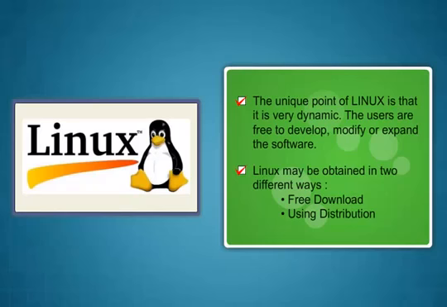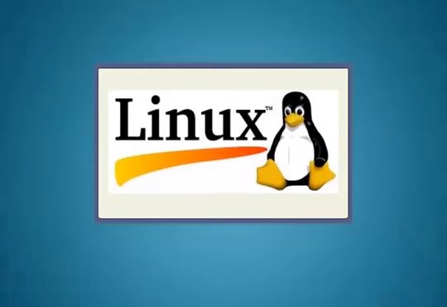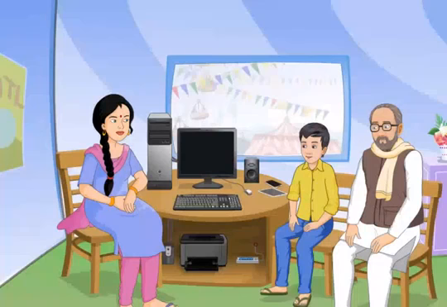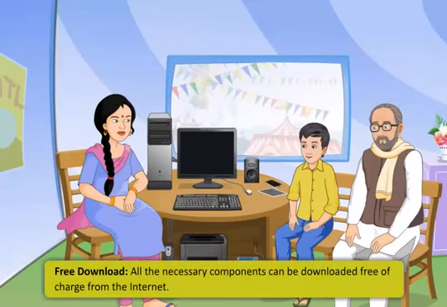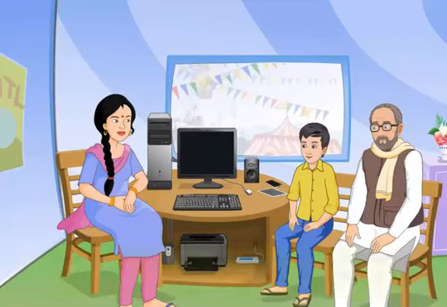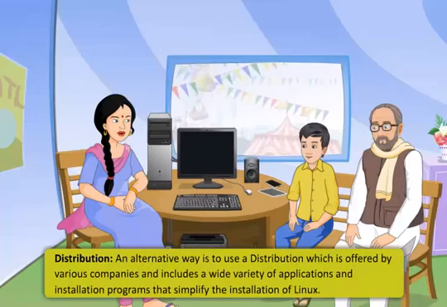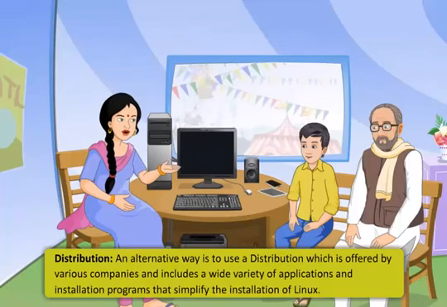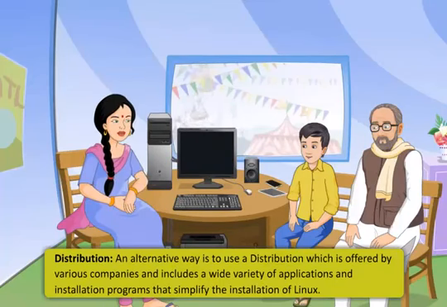Linux can be obtained in two different ways: free download and using a distribution. Linux is successfully being used by several millions of users worldwide. All the necessary components of Linux can be downloaded free of charge from the internet. An alternative way is to use a distribution, which is offered by various companies and includes a wide variety of applications and installation programs that simplify the installation of Linux.